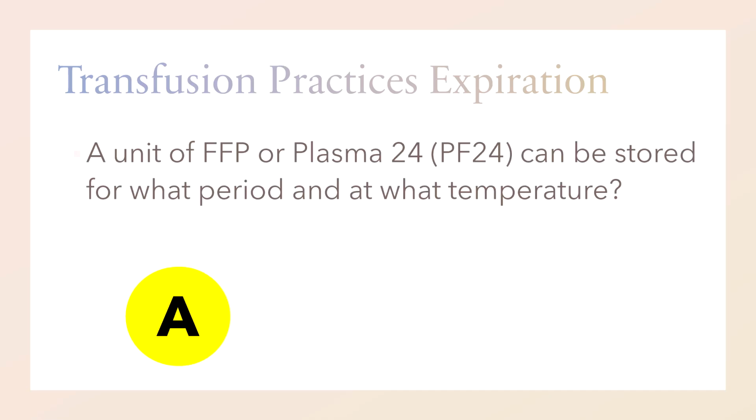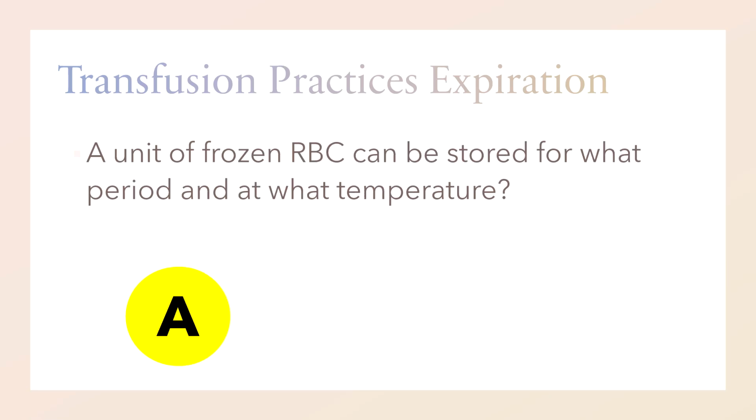A unit of FFP or plasma 24 can be stored for what period and at what temperature? 1 year, and it must be stored at less than or equal to minus 18 degrees Celsius. A unit of frozen red blood cells can be stored for what period and at what temperature? 10 years, and it must be less than or equal to minus 65 degrees Celsius.